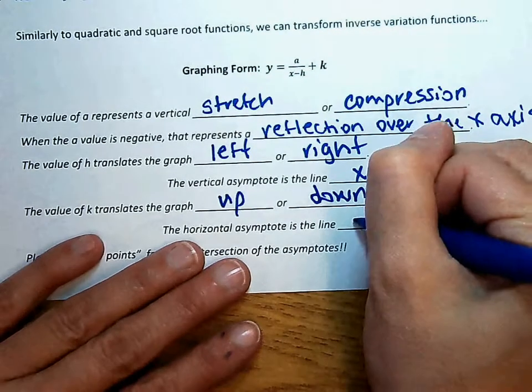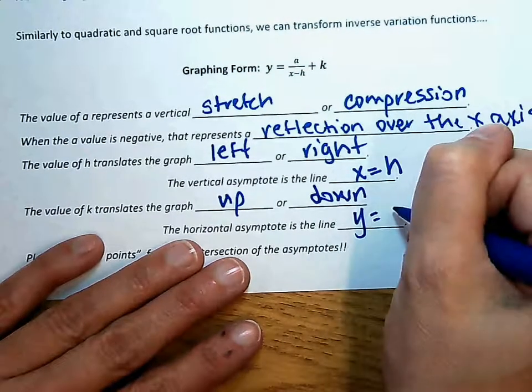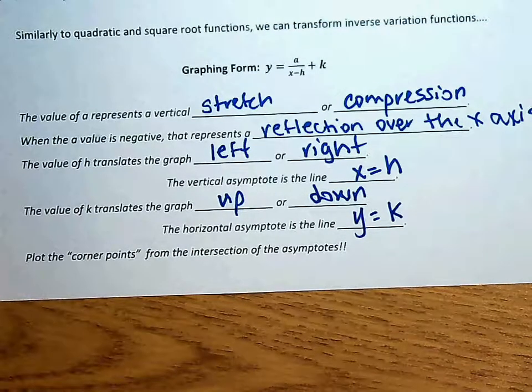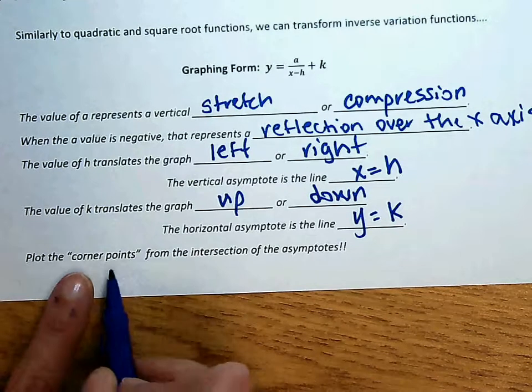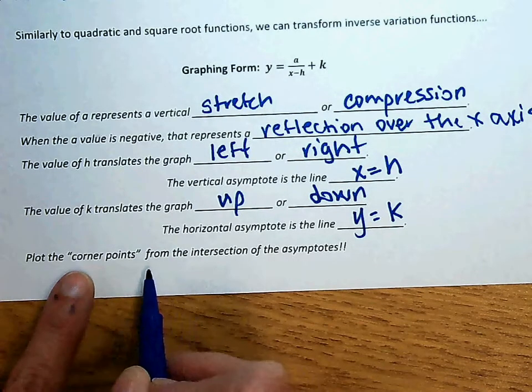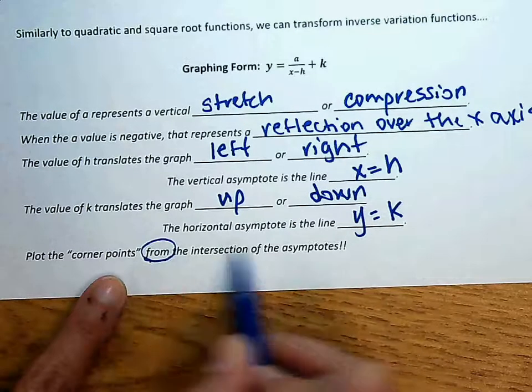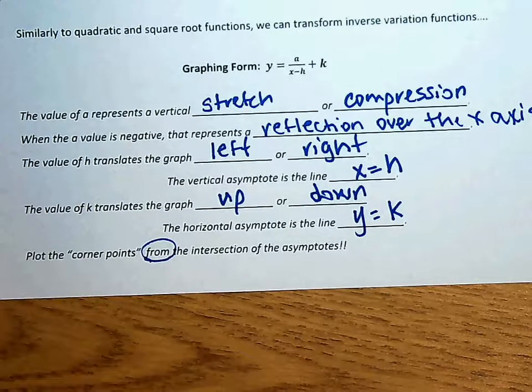And the horizontal asymptote is going to be where? X equals, or Y equals H. Good. Y equals K. Up and down. Now, look here. The corner points will be plotted from the intersection of your asymptotes. So the way we're going to move this guy is by moving the asymptotes. Okay?